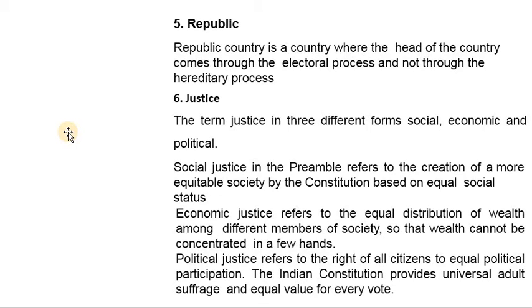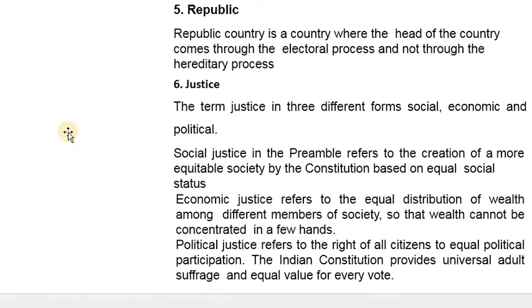Economic justice refers to the equal distribution of wealth among the different members of society, so that wealth cannot be concentrated in a few hands. Political justice refers to the right of all citizens to equal political participation. The constitution provides universal adult suffrage and equal value for every vote. That means justice means nyaya. So basically, we have to give justice to each individual of the country equally. That's the meaning of the word.